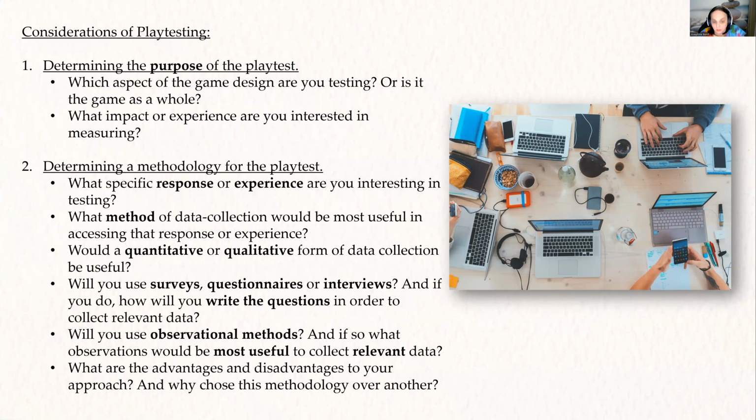You could use observational methods and any other kinds of methods that might get you to the information that you're looking for. Consider what is the most useful method to collect the most relevant data. And then, of course, interrogate that method as well. Consider what are the advantages and disadvantages of each approach, and why choose one methodology over the other. Consider the potential drawbacks, consider the potential strengths of a particular methodology, and consider the impact that methodology may have on the data that you're collecting. If you're interested in this more, have a look at the lecture on surveys, questionnaires, and consent.